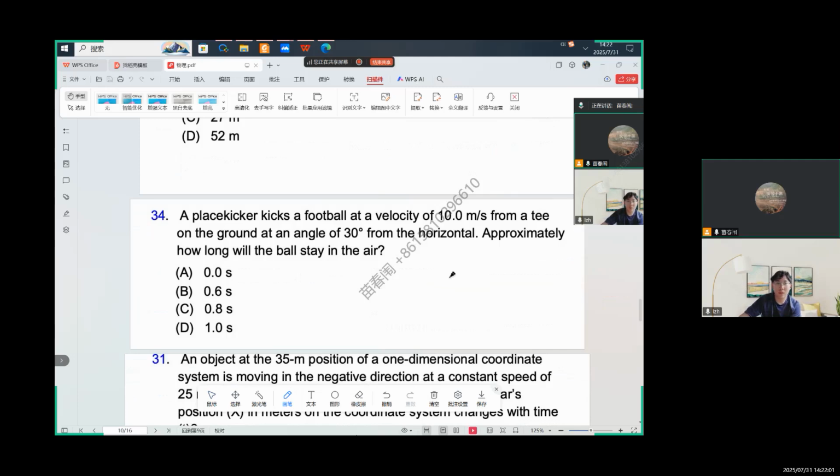Go to 34. You have some football here. Angle of 30 degrees on the horizontal. Velocity equals 10 meters per second. How long will it stay in the air?